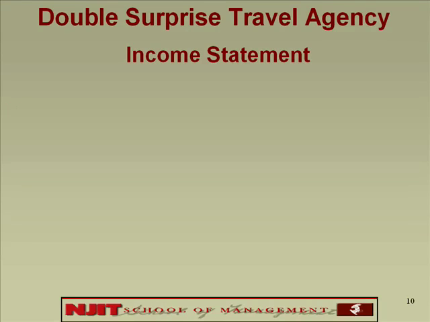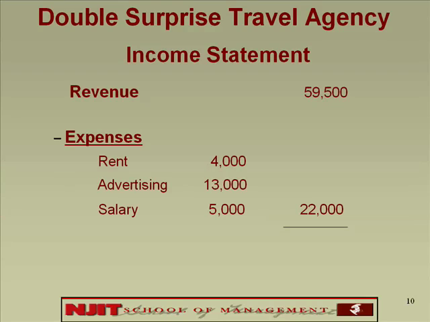What did I tell you? An income statement has revenue and expense. From your spreadsheet, what was the revenue? $59,500. Then you put in the expenses. Just look it up and write it down. Am I correct? Just remember to check off each item as you take it. Expenses are $22,000, so your profit is 37.5.